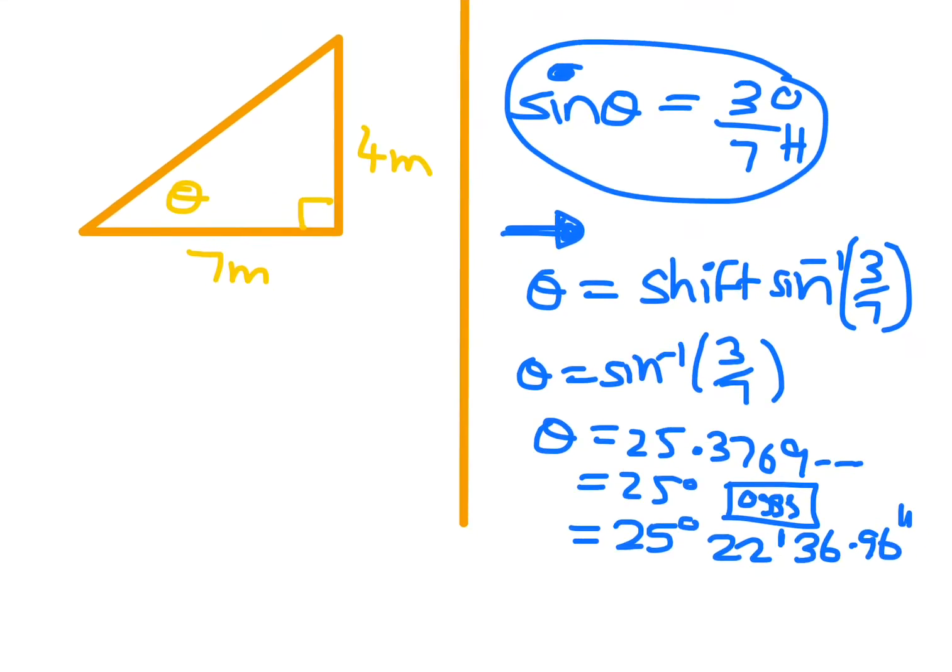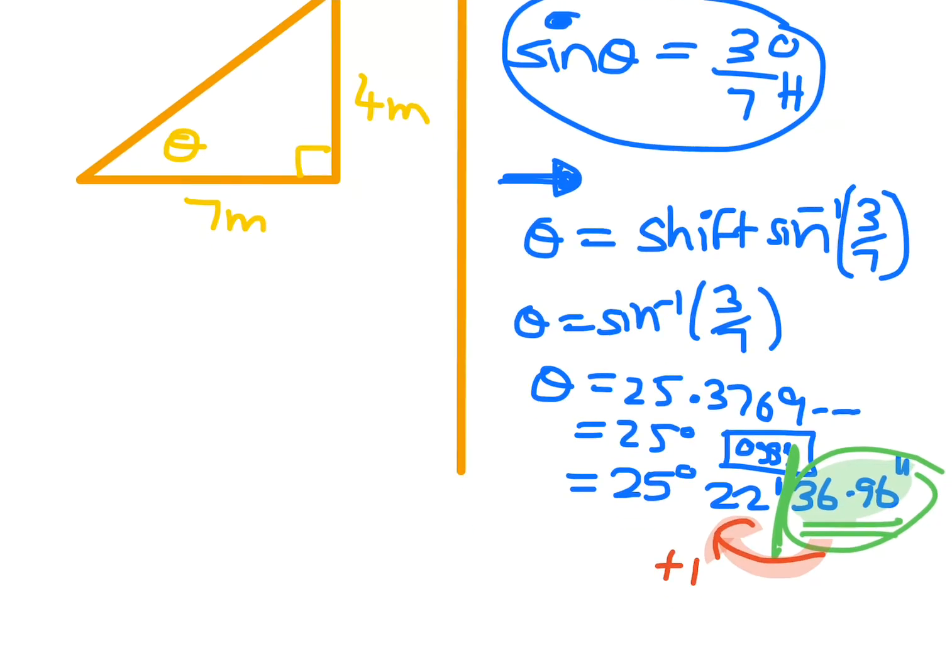So if you want to cut that off, and you want it to just be to the nearest minute, you have to look at the 36.96. Now the 36, that's 30 or bigger. So therefore you have to round up, and you would add 1 to that next number there. So basically it will end up being 25 degrees, 23 minutes. If that later number was less than 30, then it would just stay as 25, 22.